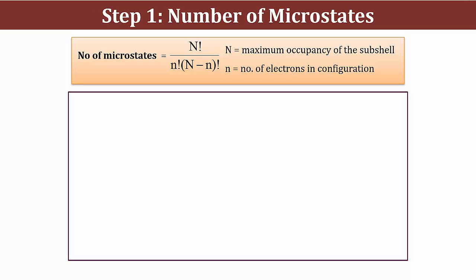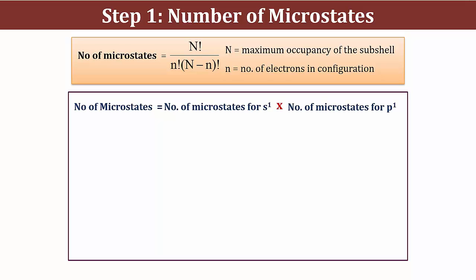Capital N is the maximum occupancy of the subshell, that is, the maximum number of electrons which can be filled in the subshell. Small n is the number of electrons in the configuration. The number of microstates for S1P1 configuration can be calculated by the number of microstates for S1 configuration into the number of microstates for the P1 configuration.